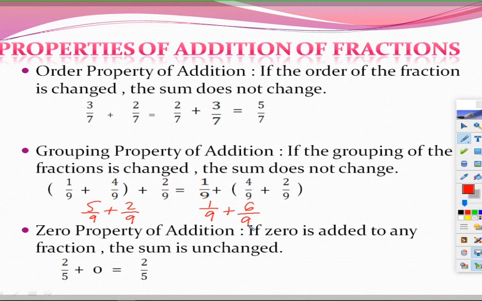Next is your zero property of addition. If 0 is added to any fraction, the sum is unchanged. Here you can see the example, 2 by 5 plus 0 is 2 by 5. Any other fraction you take, add 0 to it, it remains the same. It doesn't change.